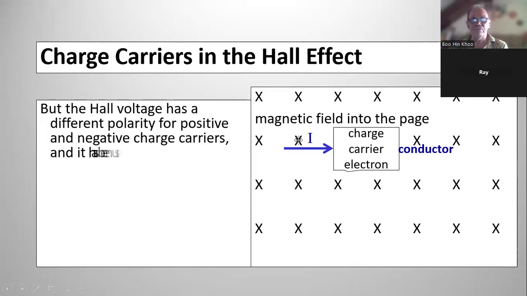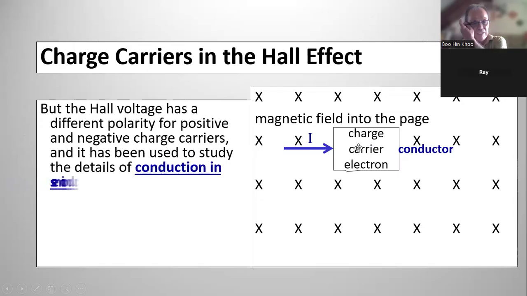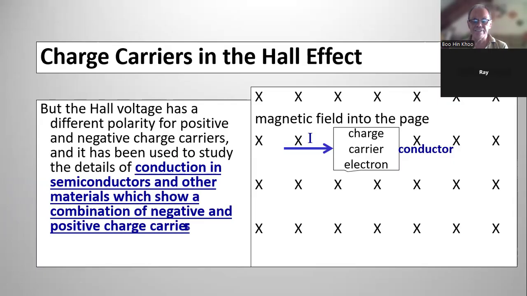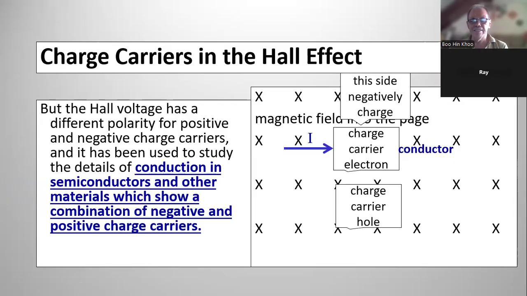So it depends on whether the charge carrier is an electron or a positive charge. This side will be negative if the charge carrier is an electron. If we use a semiconductor, a hole you can think of as a positive charge. Which side is going to be positive or negative?